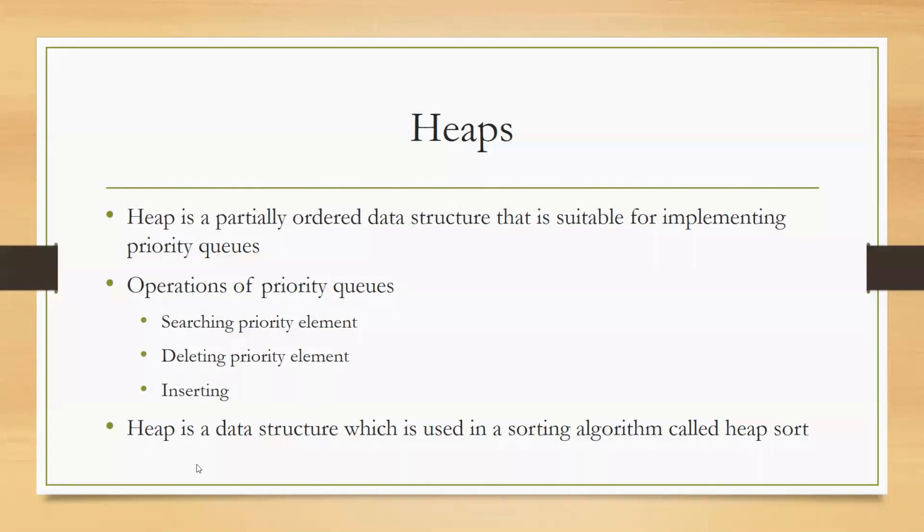Third point, heap is a data structure which is used in the sorting algorithm called heap sort. So we use a heap especially for a sorting technique, and that sorting is called heap sort. Now we will see what is meant by heaps actually and how the heap sort is done. Step by step, we will see the procedure.